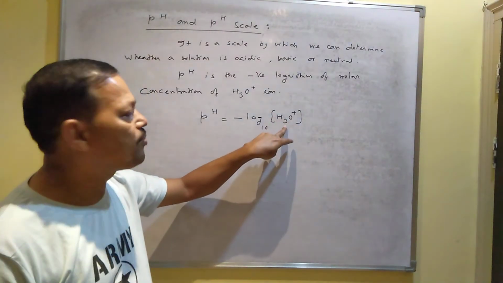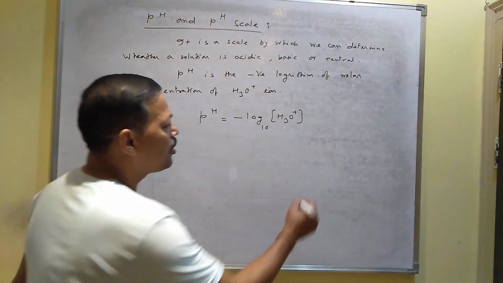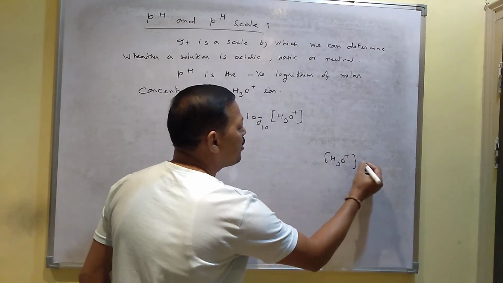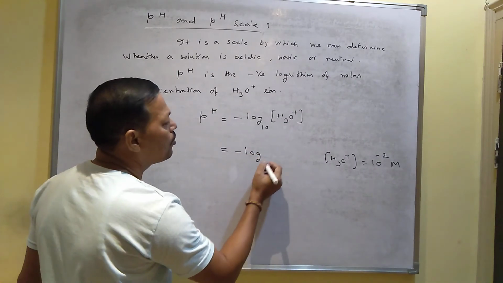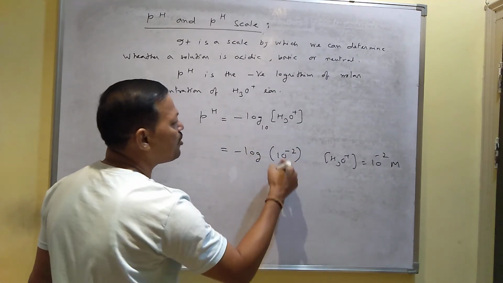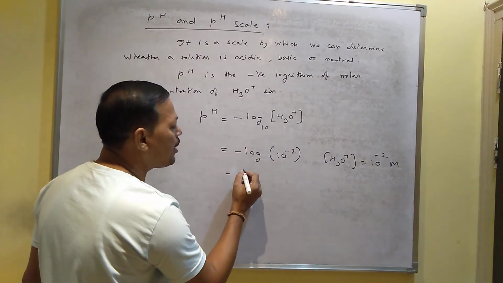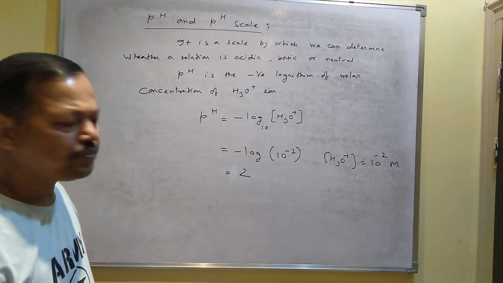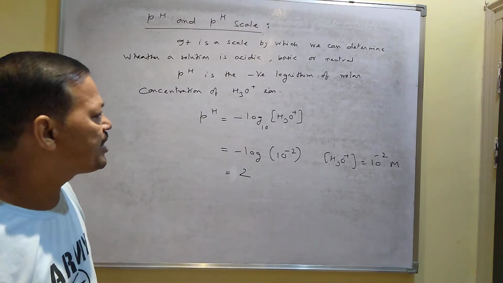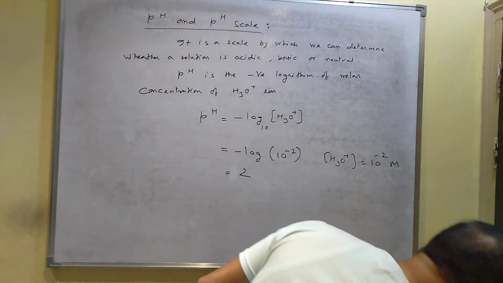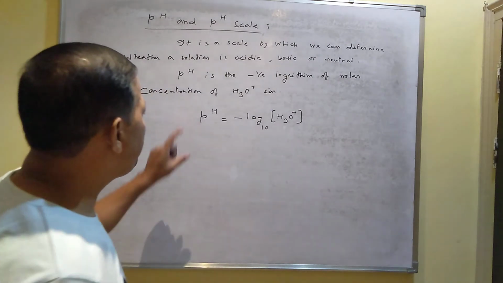So when you put the value of the concentration of hydronium ion, for example, if the concentration of hydronium ion is given as 10 to the power minus 2 molar, then you can put minus log of 10 to the power minus 2. This is the concentration of hydronium ion. So log of 10 to the power minus 2 is minus 2. Minus minus becomes plus. Ultimately you will get the value 2. That means the pH value you have determined is 2. I mean the solution is said to be acidic in nature. So this is the process of how to find out the pH value. I will do some numericals based on pH.